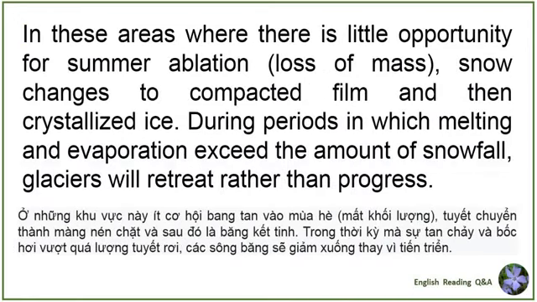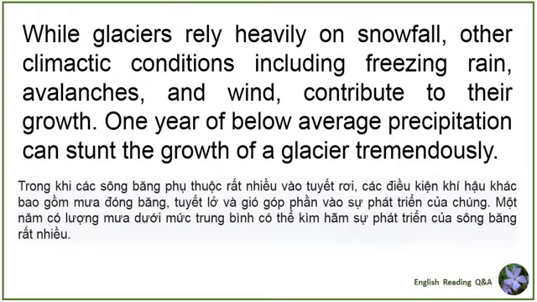In these areas where there is little opportunity for summer ablation, loss of mass, snow changes to compacted firn and then crystallized ice. During periods in which melting and evaporation exceed the amount of snowfall, glaciers will retreat rather than progress. While glaciers rely heavily on snowfall, other climatic conditions including freezing rain, avalanches, and wind contribute to their growth. One year of below average precipitation can stunt the growth of a glacier tremendously.